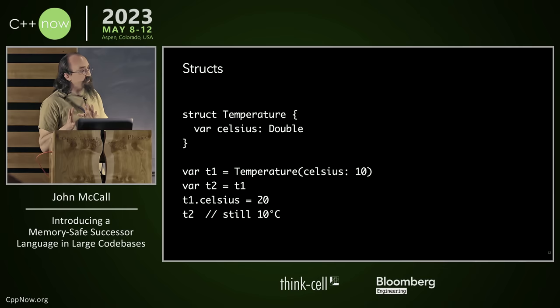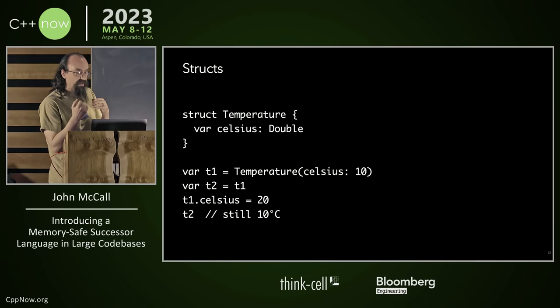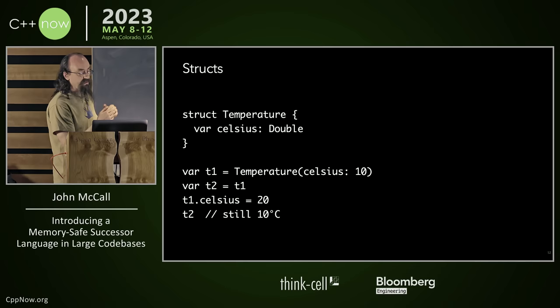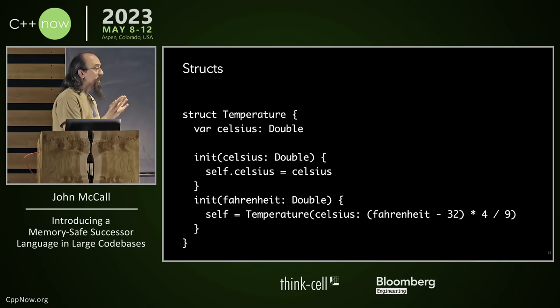Let me talk about the types somewhat. Structs in Swift use a concept of value semantics that C++ programmers should find very familiar. This simple temperature struct just wraps a double, so it behaves like a double. If I copy it and modify the original variable, that assignment doesn't change the copy. So you can still reason locally about these aggregate values, not just the primitive values of ints and doubles. I want to add a couple initializers to this for a couple of reasons.